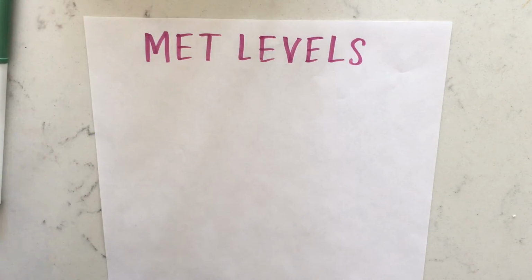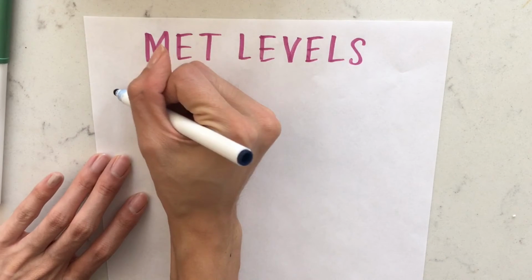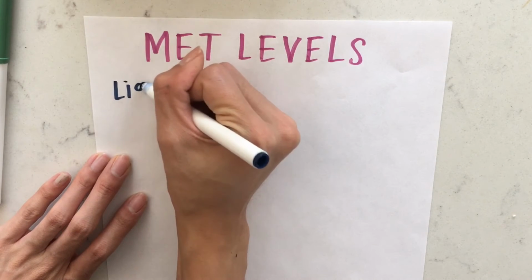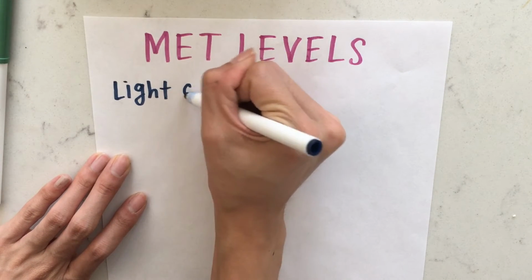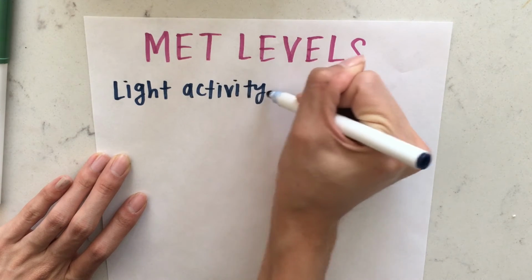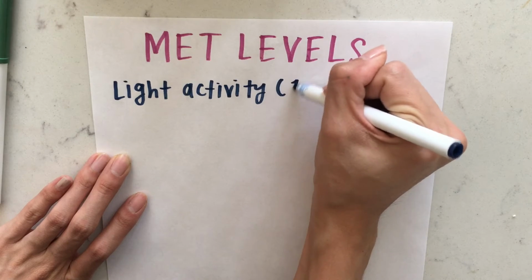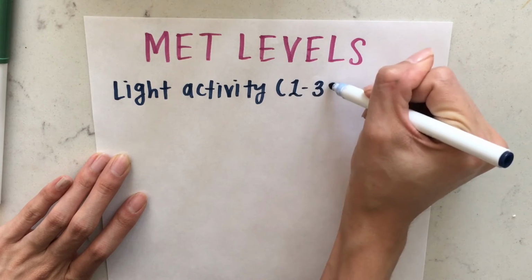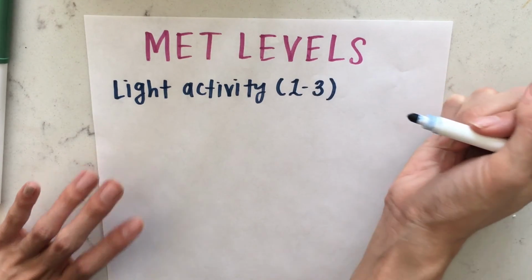So next we're going to do a brief overview of MET levels. You can find a more detailed list on the handout. But here I'm going to talk about 5 different categories, starting with light activity. This ranges from 1 to 3 METs. 1 is bed rest with no activity. 2 to 3 METs includes doing ADLs while sitting edge of bed, standing, or slowly walking.